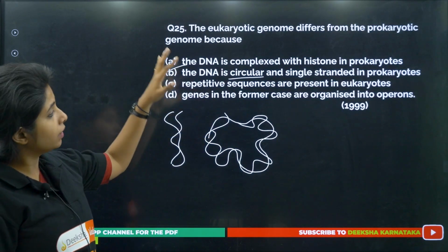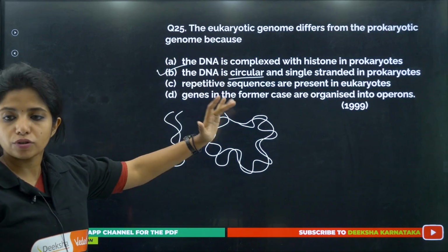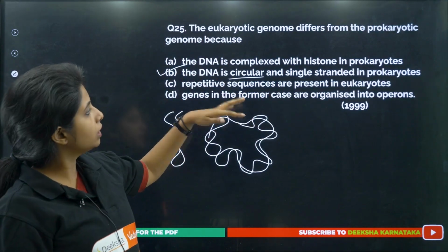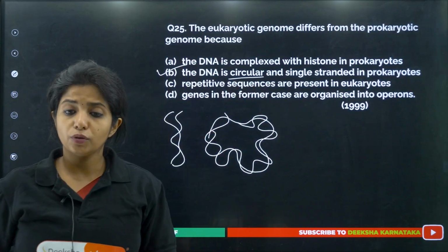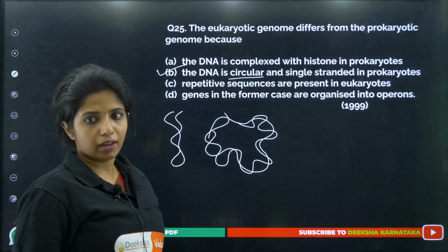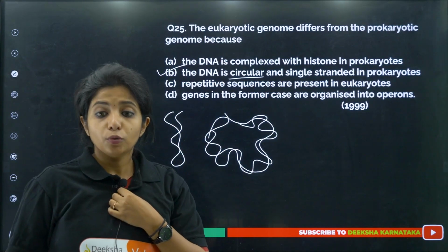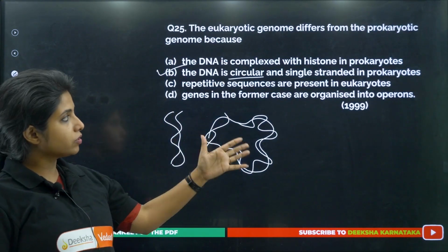I hope you know that DNA in prokaryotes does not have histone proteins. Both of them will have operons, so that does not make them different. Repetitive sequences are present in eukaryotes, so what? It is not a big deal. But here the DNA is circular, and that is totally different from us eukaryotes. We have linear DNA, they have circular DNA.